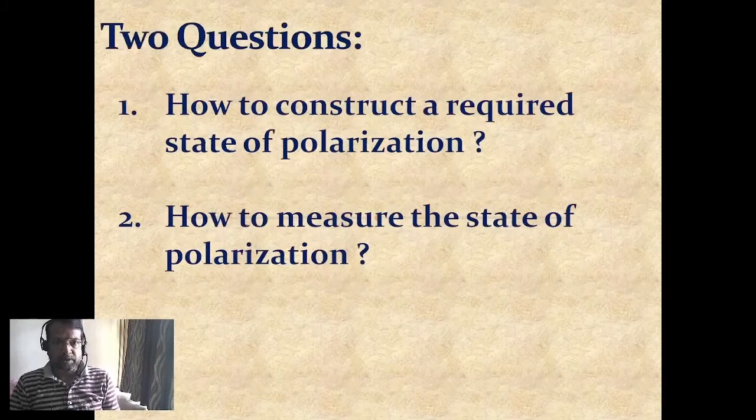There are two important questions which you have to understand when dealing with polarization. How to construct a required state of polarization, and the second question is how to measure the state of polarization of a given light. Now these two questions are important both from a theory as well as experiment point of view. In this video and a couple more videos in this series, I'll be dealing only with the theory part, and later I'll be showing how to answer these questions experimentally using this knowledge.